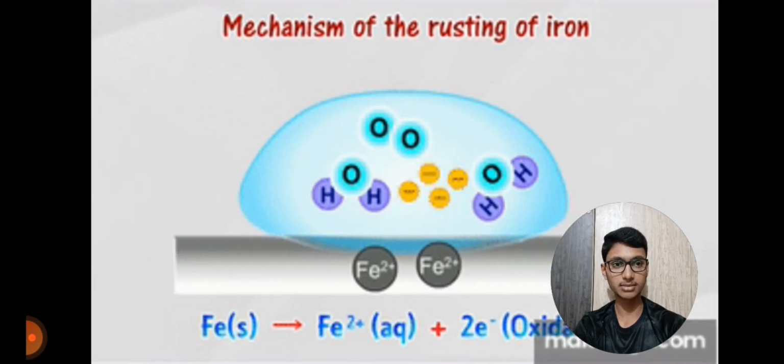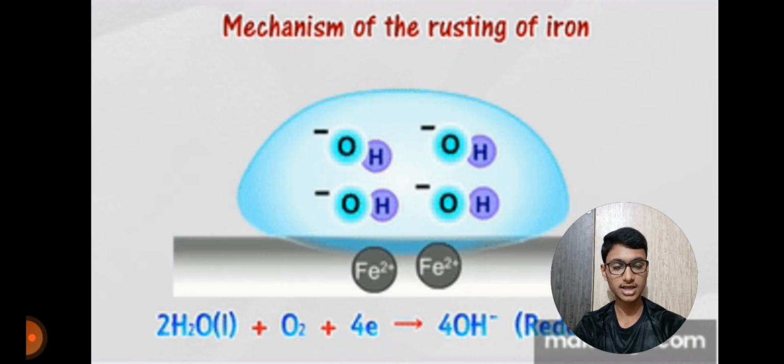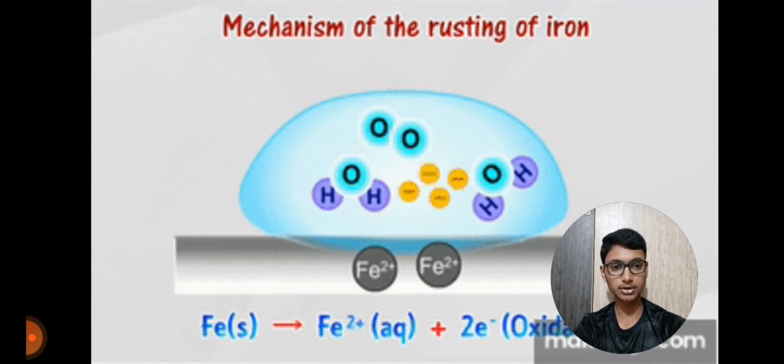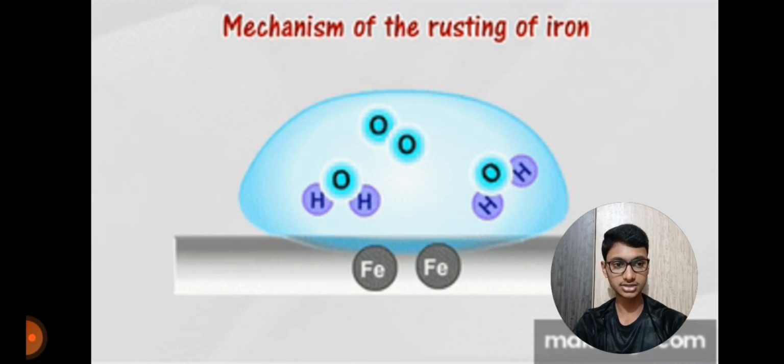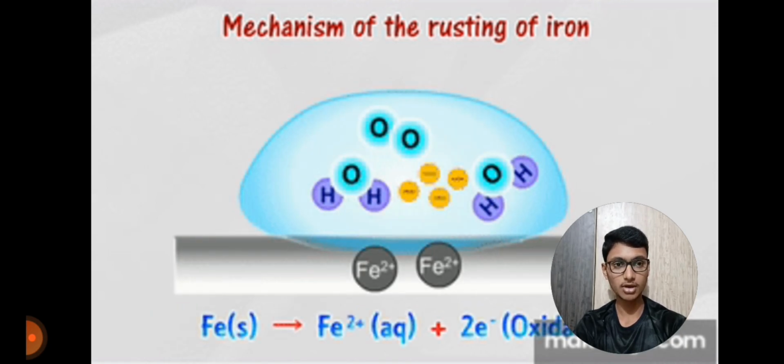Let us see the mechanism of rusting of iron. Iron undergoes oxidation and gives rise to Fe2+ plus 2 electrons, where Fe2+ is nothing but iron ions, liberating 2 electrons. And water is treated with oxygen and gives rise to hydroxyl ions, which undergoes reduction. This is a simple mechanism for the rusting of iron.